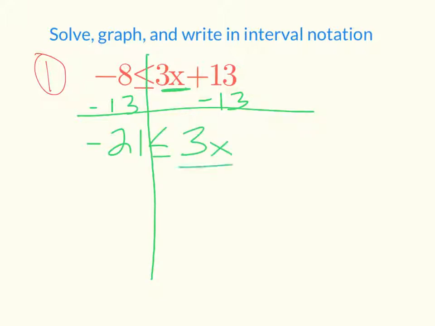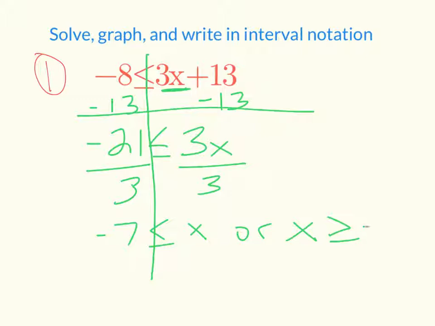And then we divide by 3 to isolate the variable. So negative 21 divided by 3 is negative 7. So negative 7 is less than or equal to x. If you don't like how that's written, you could say x is greater than or equal to negative 7.